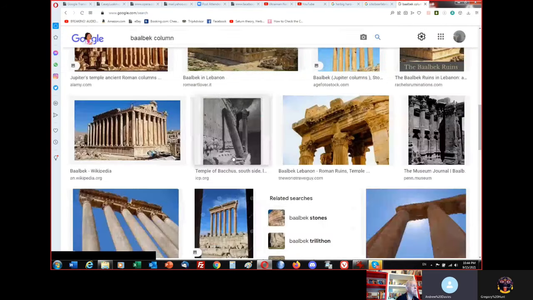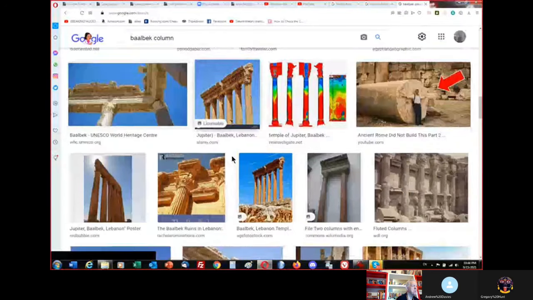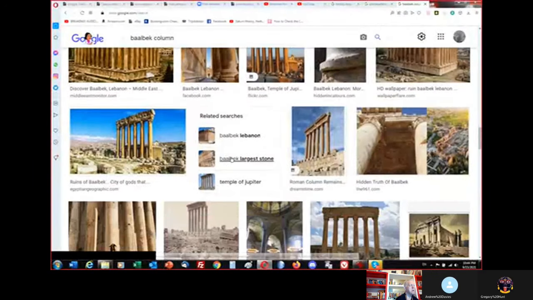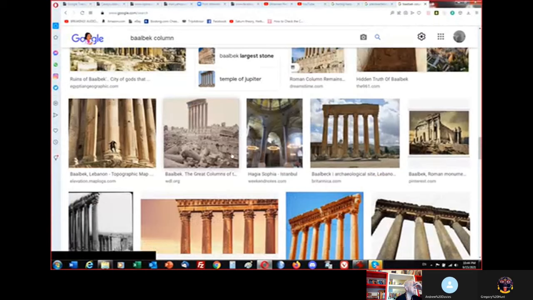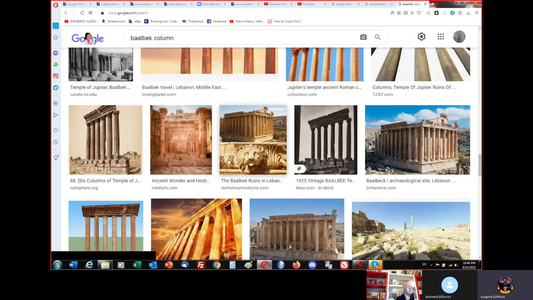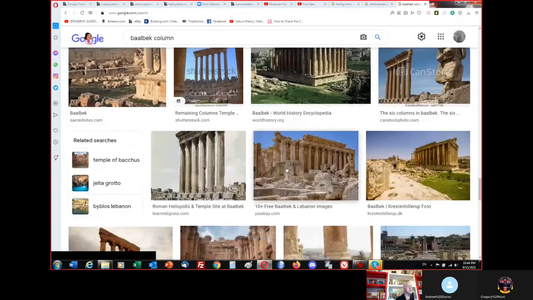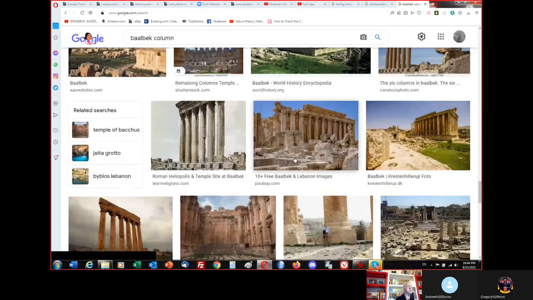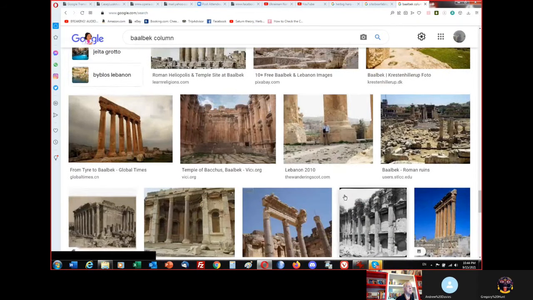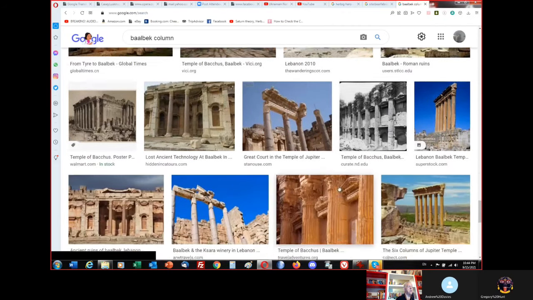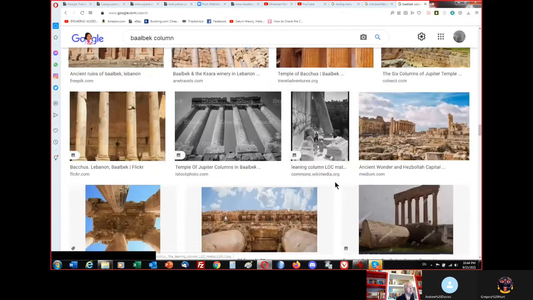There's the one column, which is so huge that the Army Corps of Engineers and Bechtel have both said that there's no modern technology that can move the thing a single inch. So the question is, how did the people in ancient times figure out how to move that thing? And part of the answer is that gravity was heavily attenuated in that age. It wasn't as heavy then as it would be now.